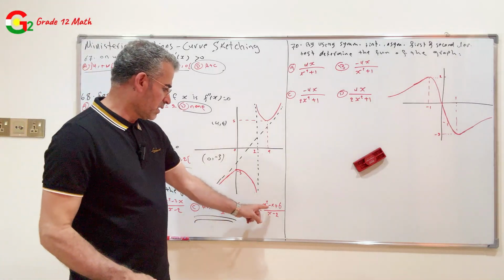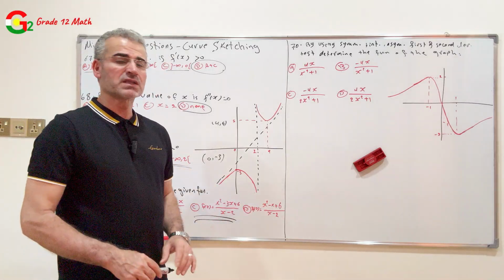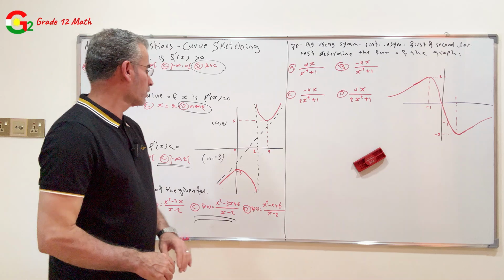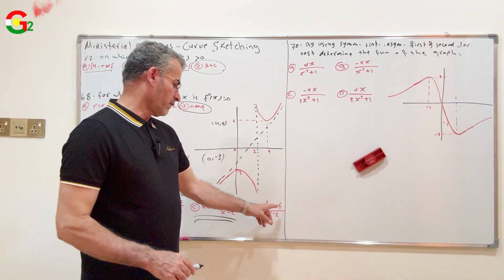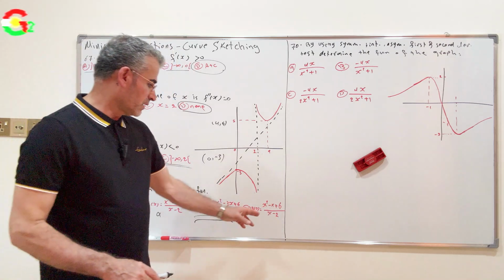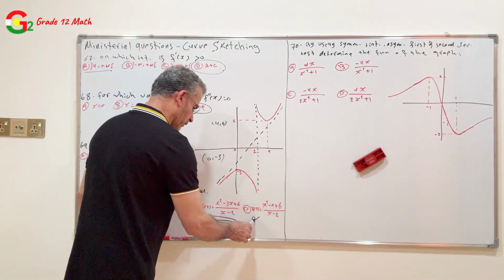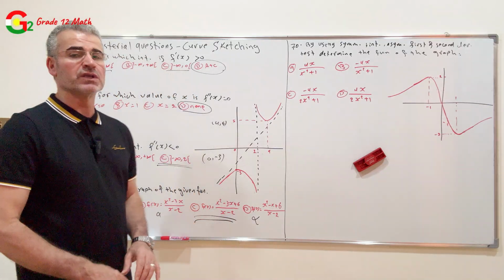Let us check here. 4 squared, 16 minus 4 times 4, 12 plus 6, 18 over 2, 9. It is not 5. Therefore, the right choice is C.